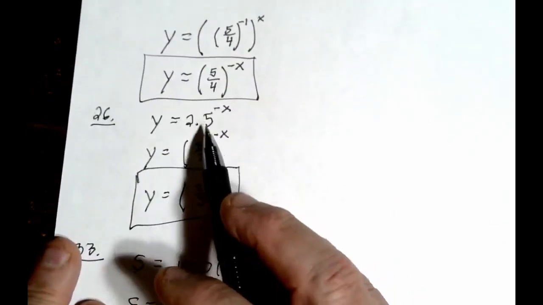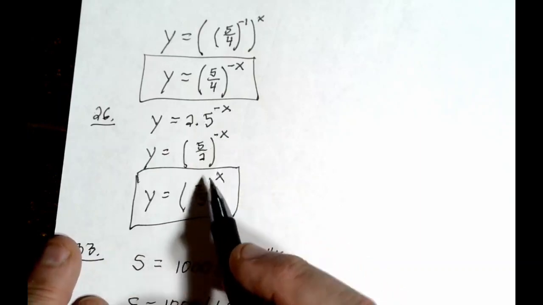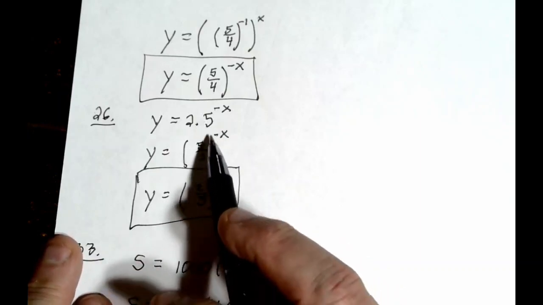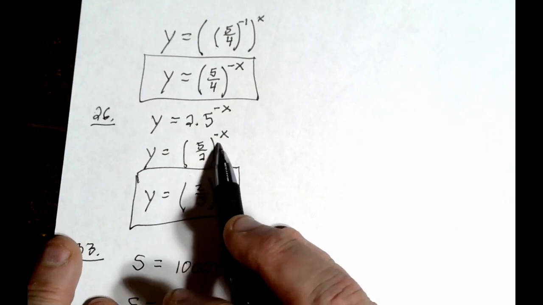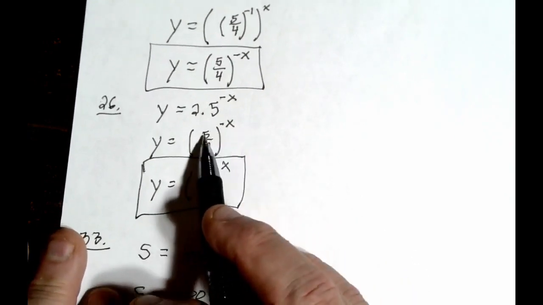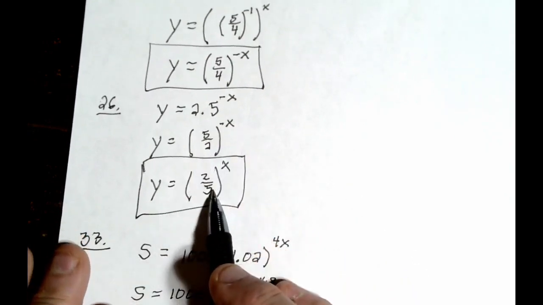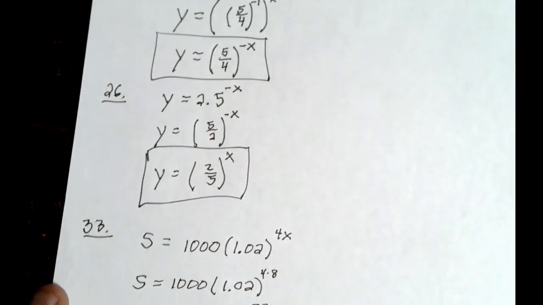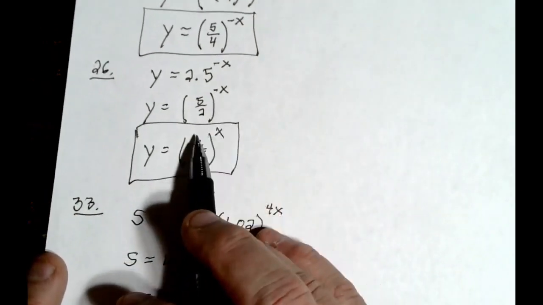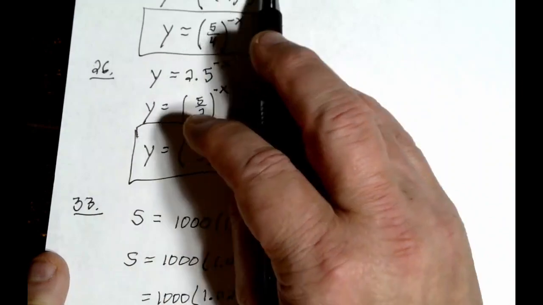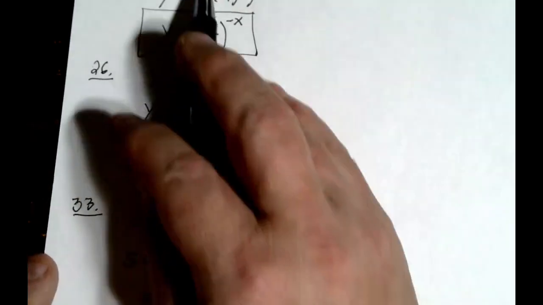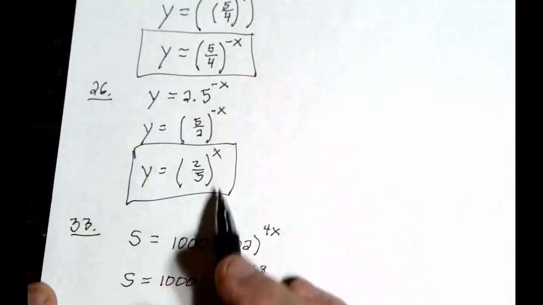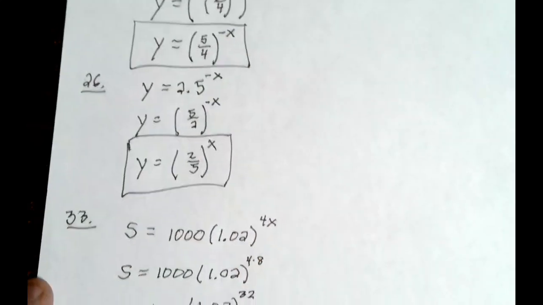And this one's 2.5. They want you to write it as something between 0 and 1. So 2.5 is 5 over 2. And you take that negative there, and you flip this guy and it becomes 2/5. So by introducing a negative or factoring out a negative, you can change something from less than 1 to greater than 1, or greater than 1 to less than 1.